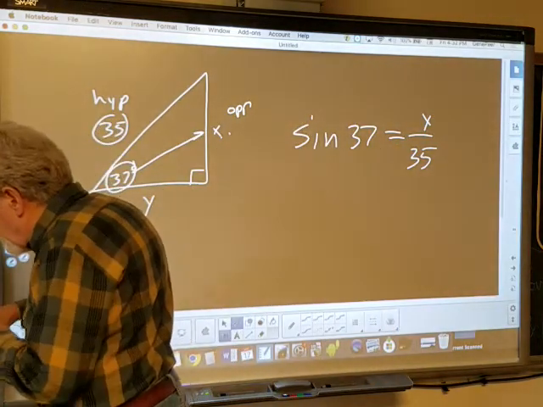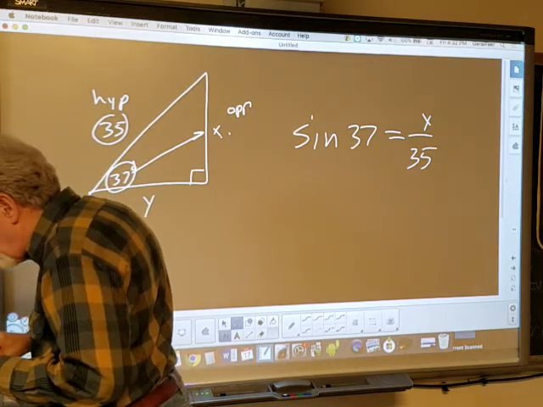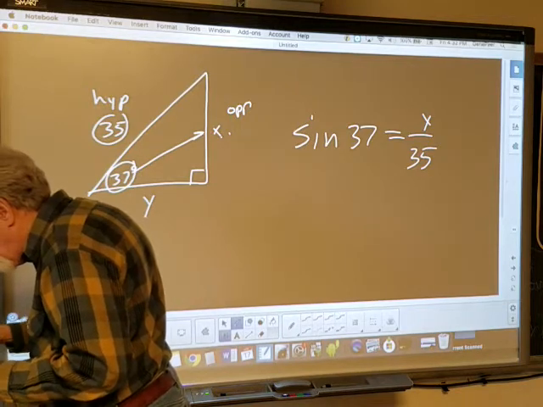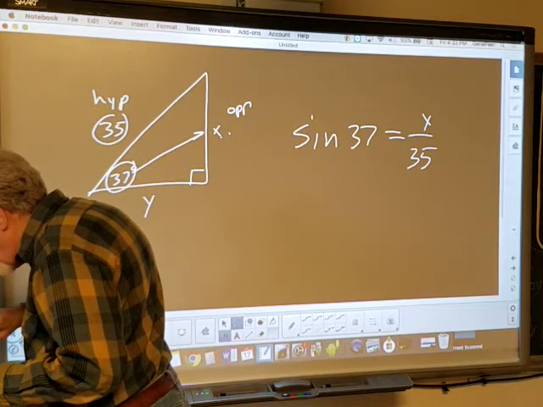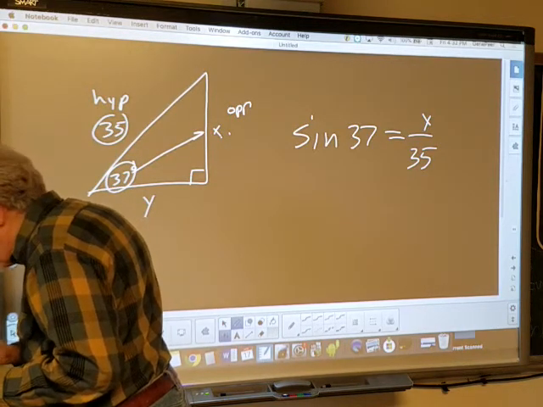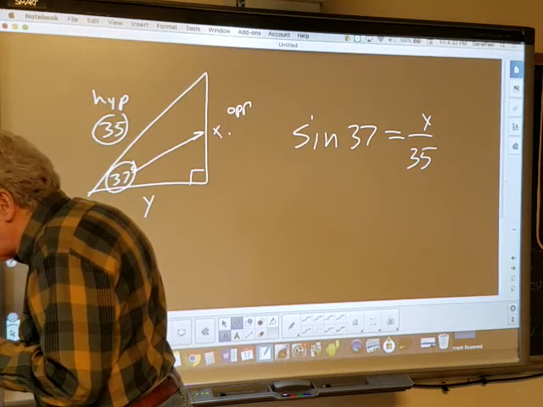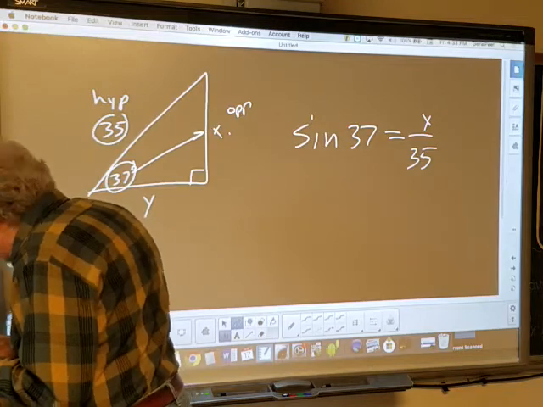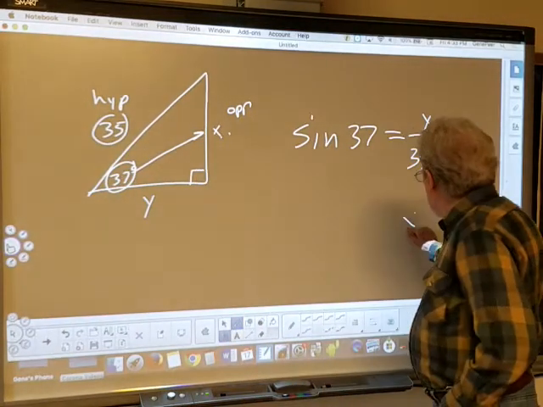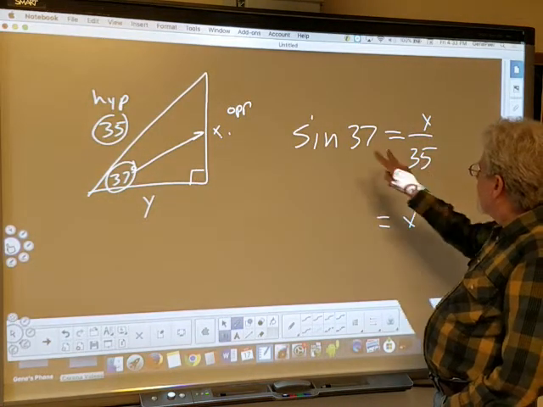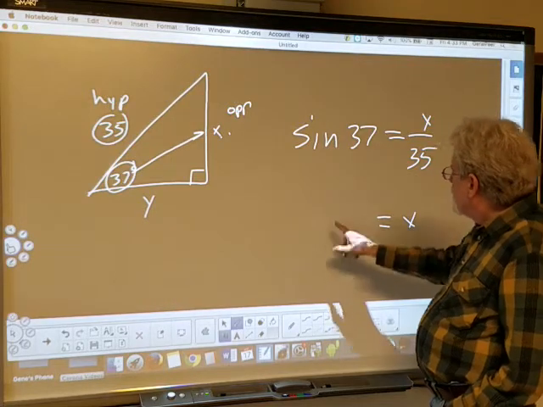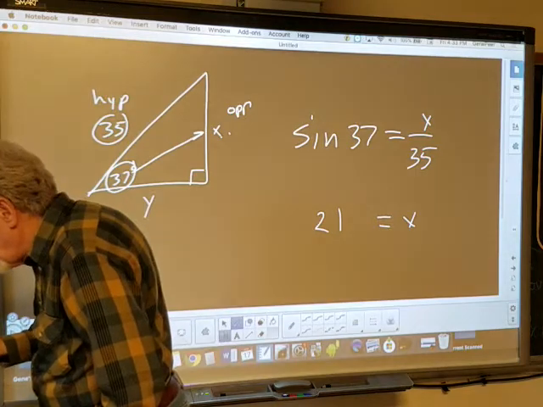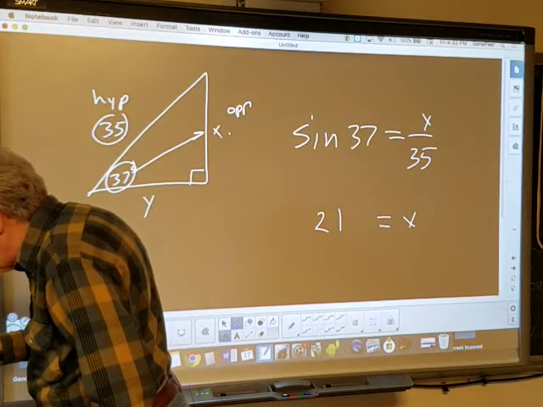This example came from page 312. It turns out to be, nope, where does this come from? Maybe I just made this one up. I don't know where it came from. I think I took it from, oh I see. It came from page 314, number 1. And x turns out to be about 21. x is 35 times the sine of 37 that you look up, and you get 21, because the instructions didn't ask for the nearest whole number.